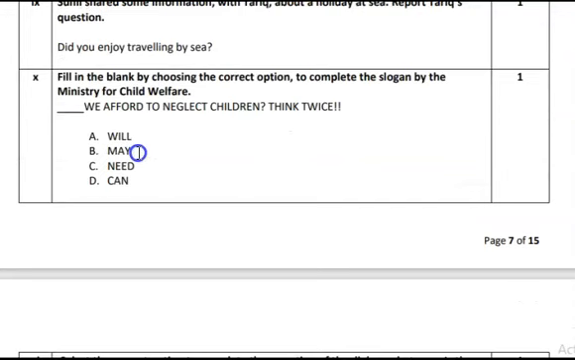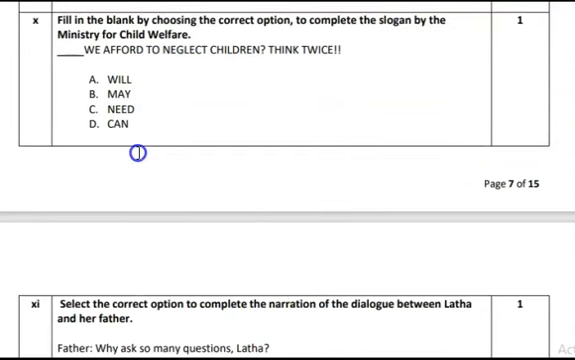Now look at question number 10, and it's easier to do. Here you have to supply a modal verb. We afford to neglect children. Think twice. So the correct answer will be can, because here the use of can is making the statement positive. Can we afford to neglect children means we can't afford to neglect children.